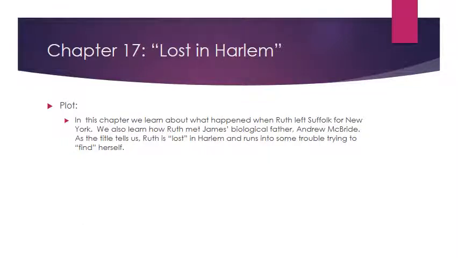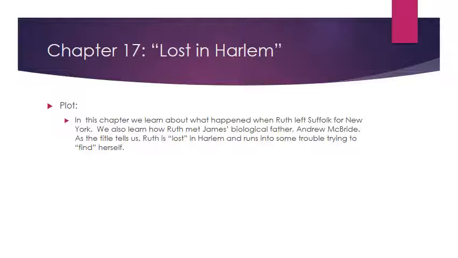So the general plot of this chapter is we learn what happened to Ruth after she graduated from high school and moved to New York. We learn a little bit about her situation and where she's living. This chapter is also important because it introduces us in more detail to James' biological father, Andrew McBride.